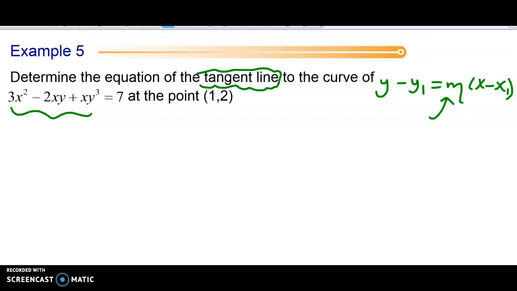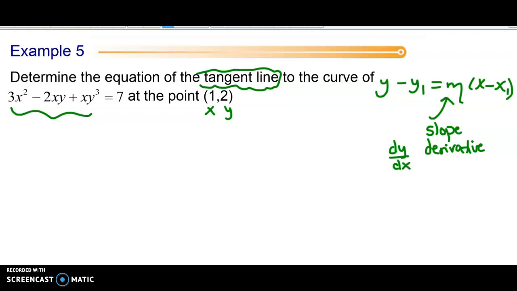So we know the x and y coordinate is going to be 1 and 2, that's provided, but we have to determine this slope. Again, our slope is our derivative. So we're going to perform implicit differentiation because we have x and y variables to determine that derivative, dy/dx.